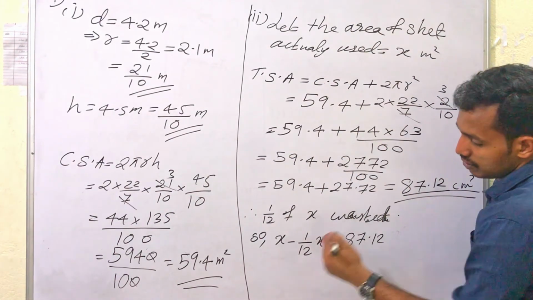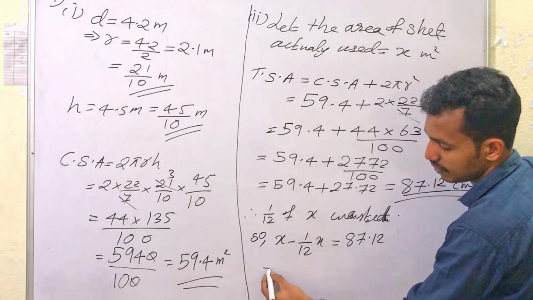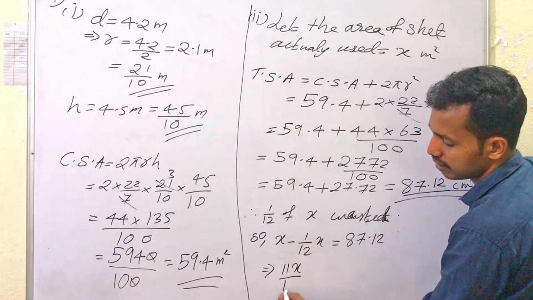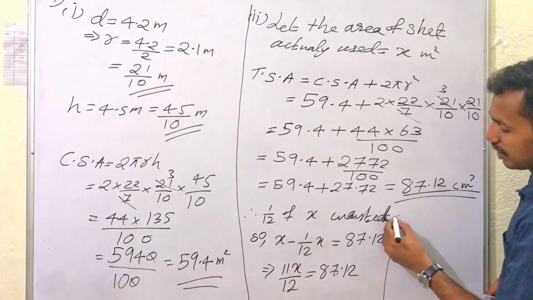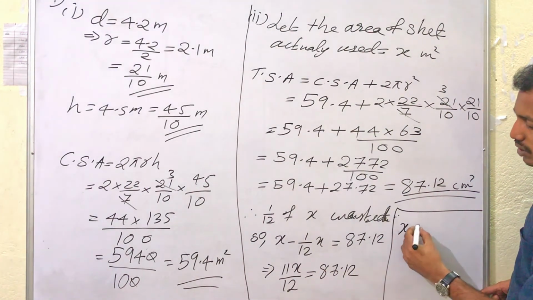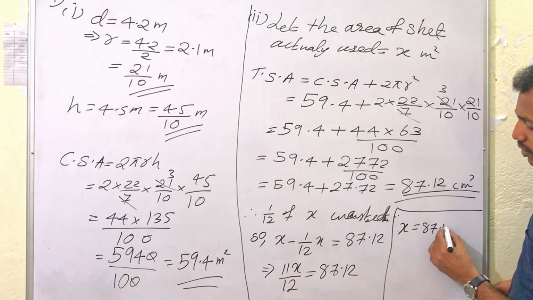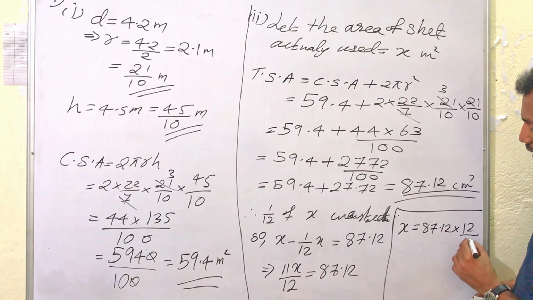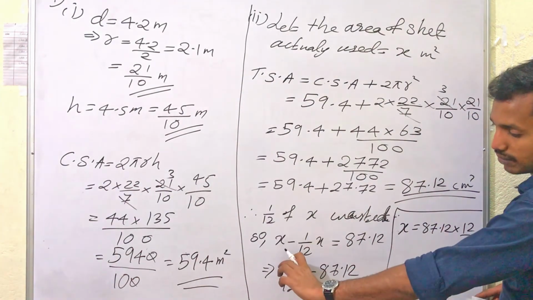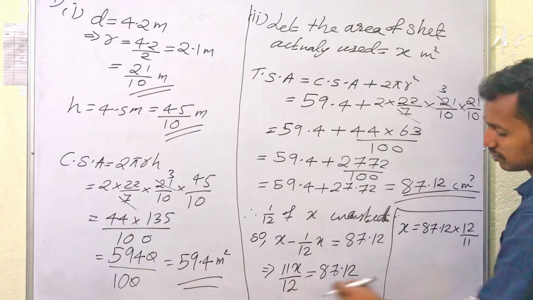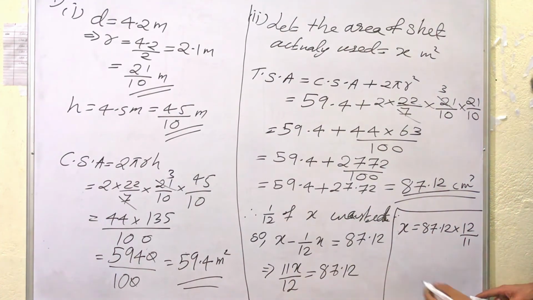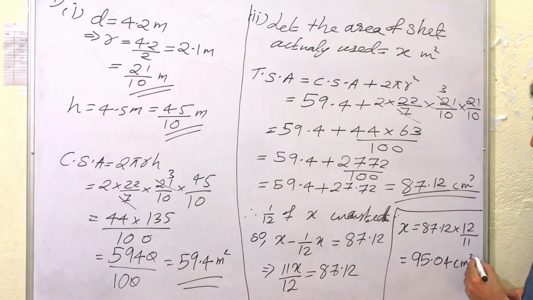Clear? So that is, taking the LCM, we will get 11x by 12 is equal to 87.12. That implies x is equal to 87.12 into 12 by 11. Because the denominator will come to the right side as the numerator, and the numerator will be on the denominator. So which is equal to 95.04 centimeter square.